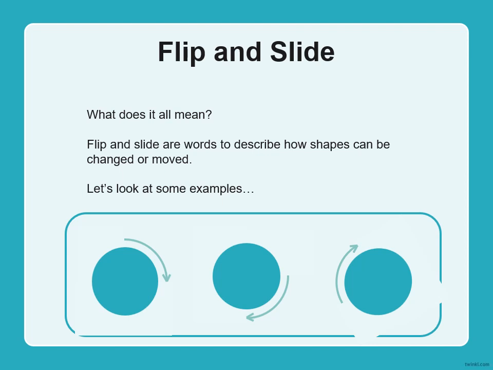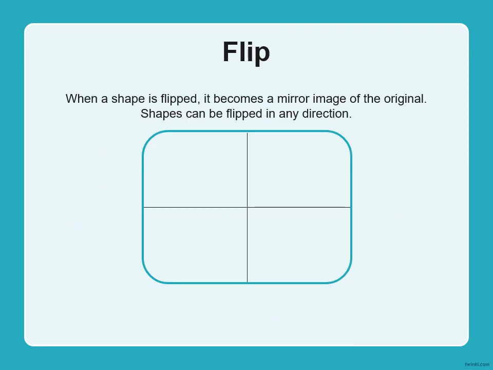Okay, flip and slide. What does it all mean? Flip and slide are words to describe how shapes can be changed or moved. Let's look at some examples. When a shape is flipped, it becomes a mirror image of the original shape, and it can be flipped in any direction.